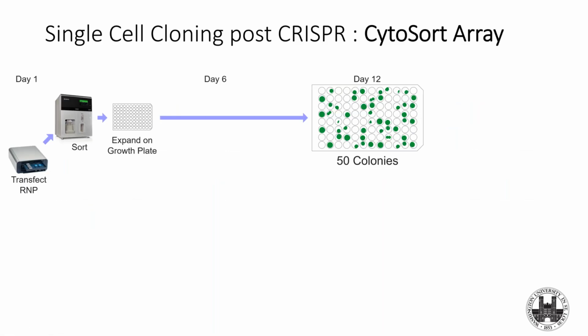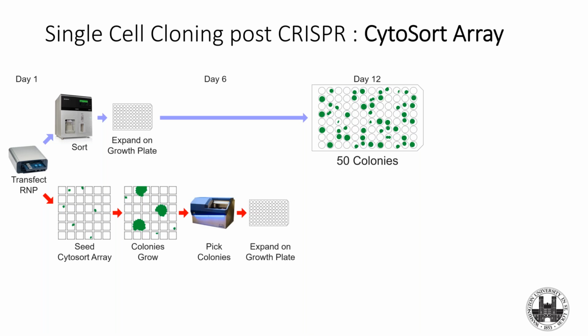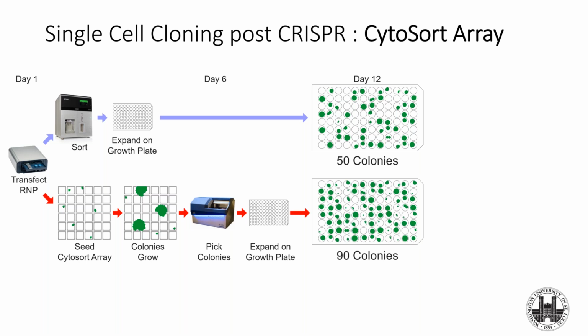Okay, so comparing this directly side by side to the sorting approach, which we've done the most. On that first day, we go straight onto the CytoSort array. And then we let the colonies grow for about 4 to 6 days. And so here on day 6, we use the AIR system to go in and automatically pick out those colonies and seed them onto the growth plate. So rather than seeding a single cell, we're seeding this whole little micro colony, as it were. And so by the end, by day 12, it still takes about the same amount of time, right? Because it takes a few days for it to grow on the Raft array.